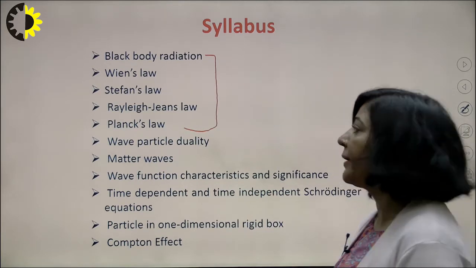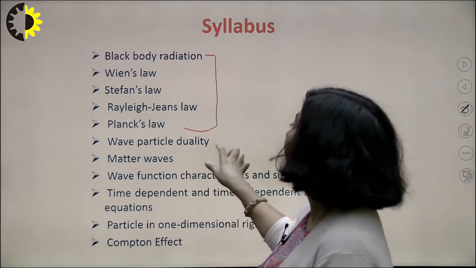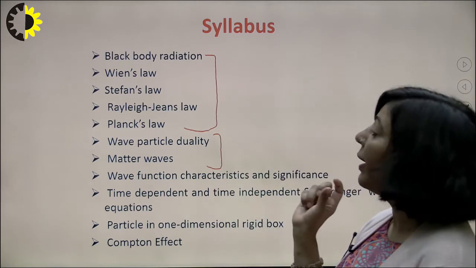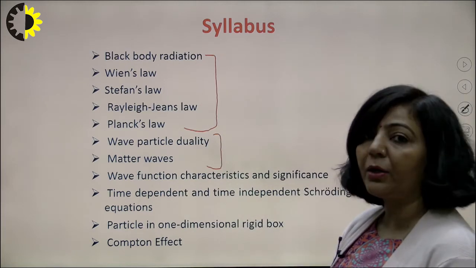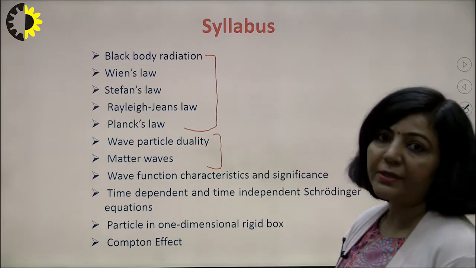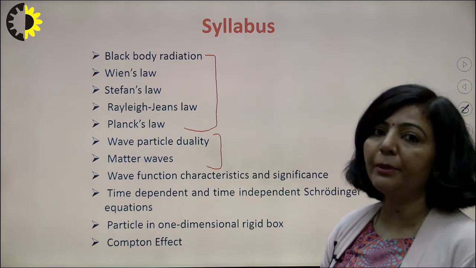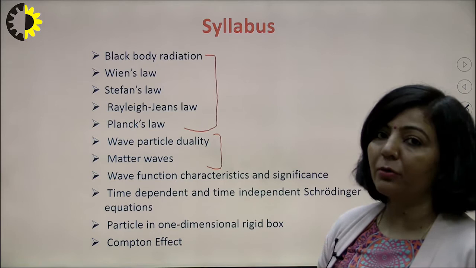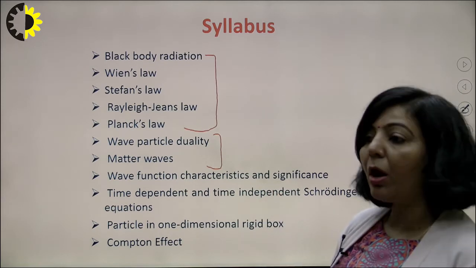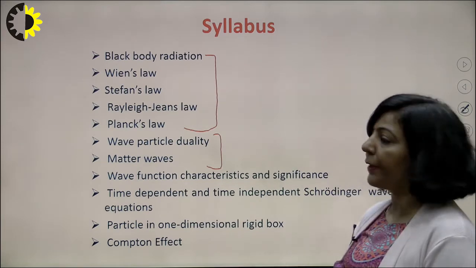On similar lines, you have this wave particle duality for material particles. The concept of matter waves is associated with this wave particle duality. And there is a very famous principle in physics as well as in chemistry known as the Heisenberg uncertainty principle, which describes the motion of microscopic particles and is an outcome of this wave particle duality. How it is an outcome of wave particle duality, we will try to understand under this topic.